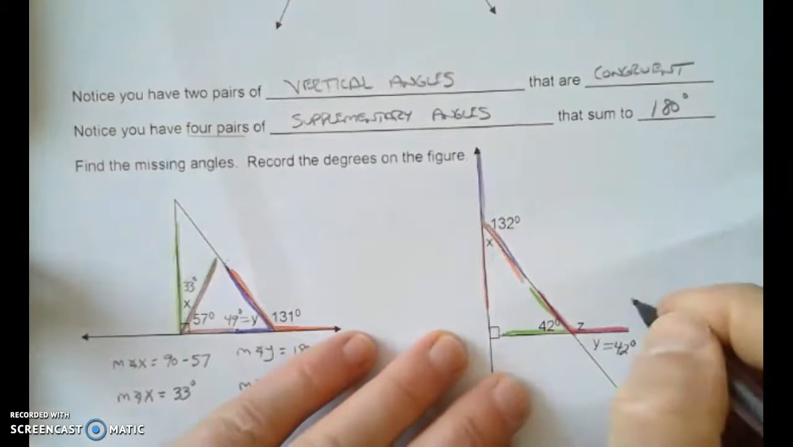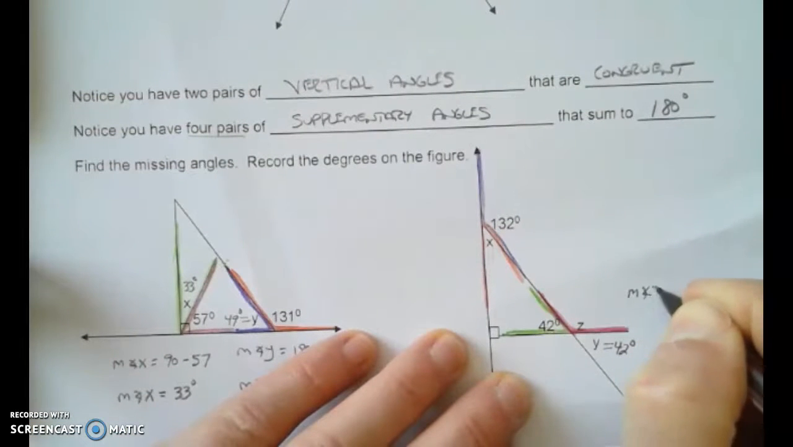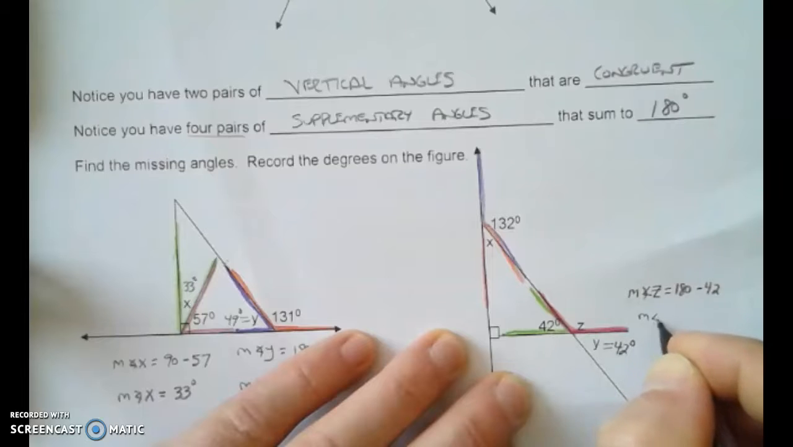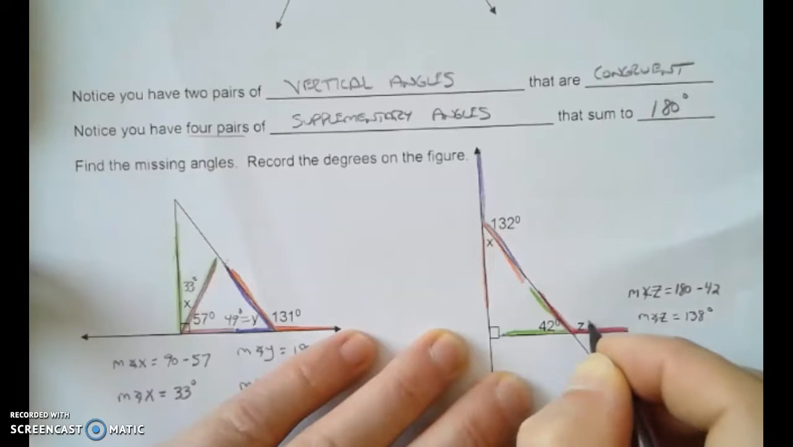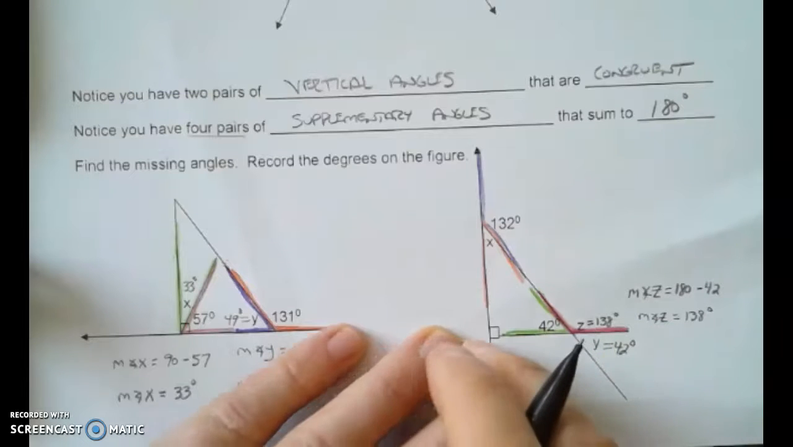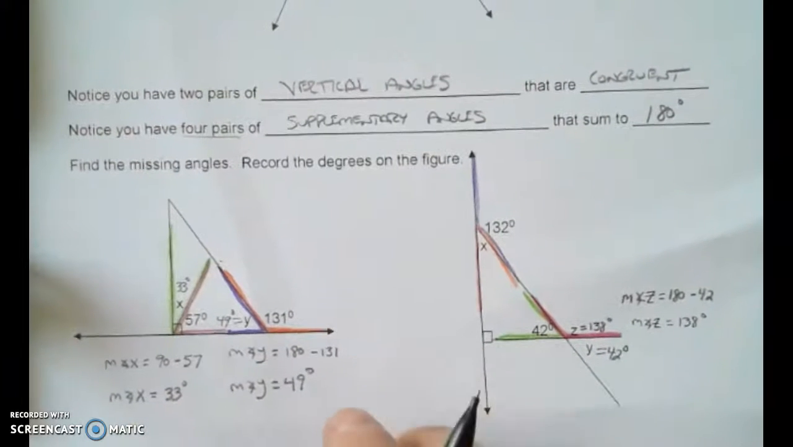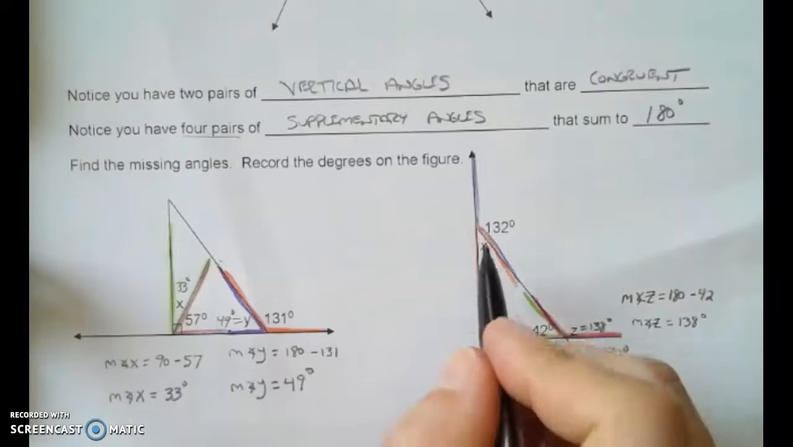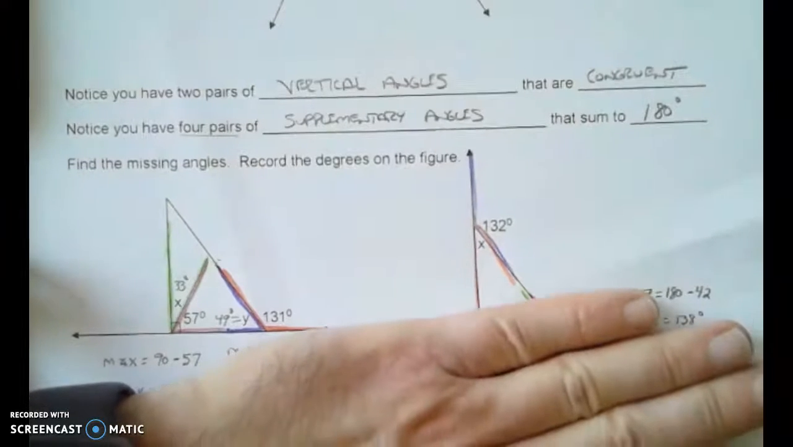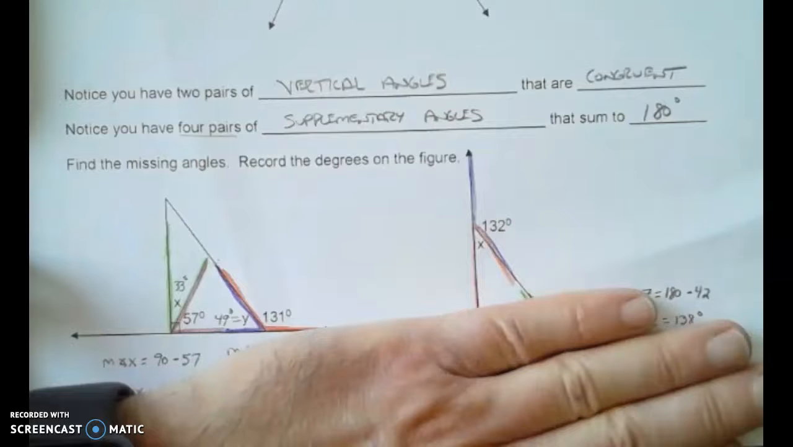So to get the measure of angle z, we're going to take 180 degrees and subtract off the 42-degree angle. That means that the measure of angle z must be 138 degrees. This is a 138-degree angle. Okay. Angle x is located up at this vertex point, so I'm going to ignore everything down here and only look at this vertex point here.